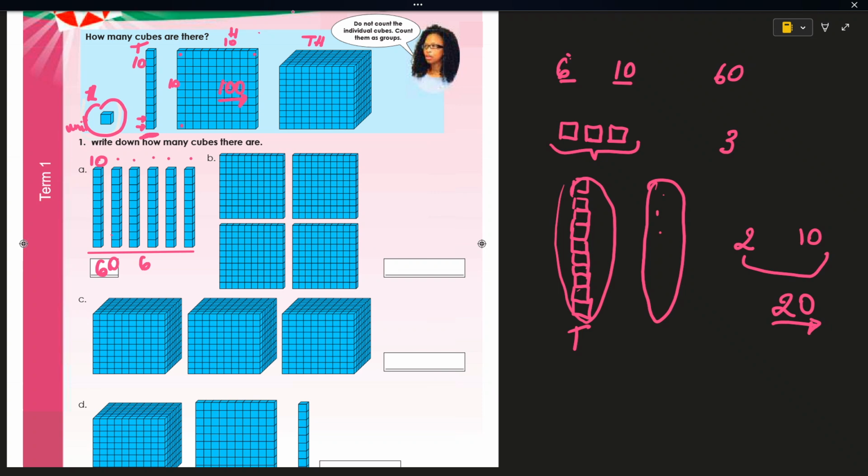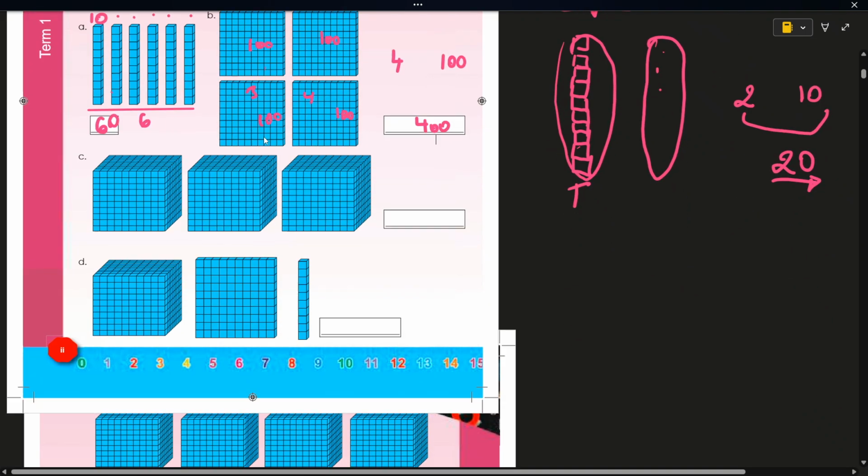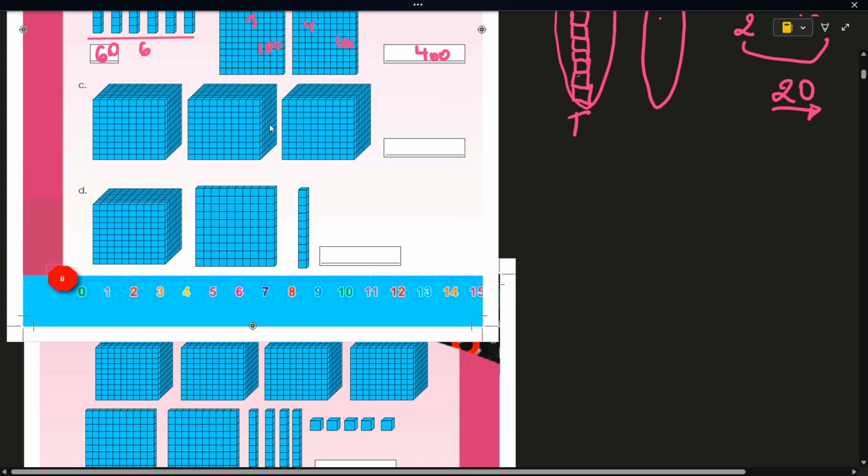Now, what about B? Which quantity has B got? We have 4 objects: 1, 2, 3, 4. What's the name of this object? It's called 100. This is also 100, and this is another 100. How many hundreds have we got? 4 objects, each of them 100. So we say we've got 400. That's the answer here. I'm sure you can see there's a pattern.